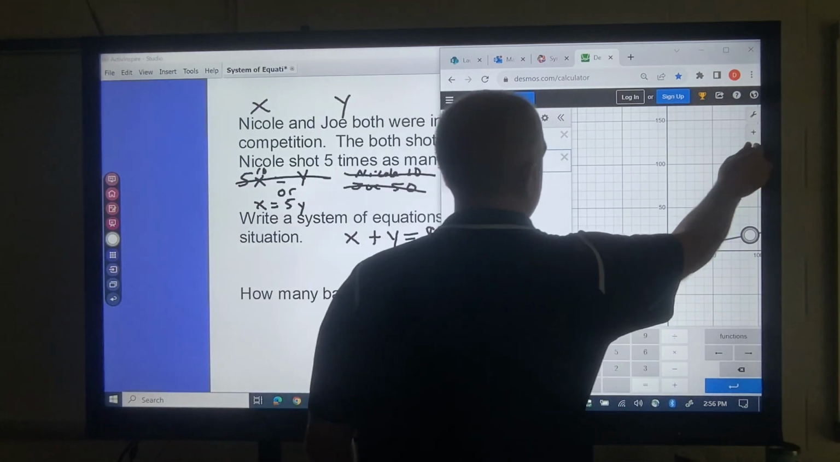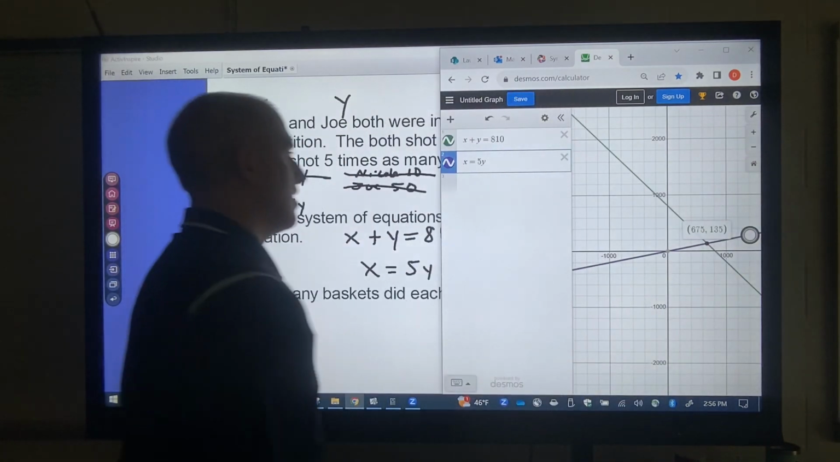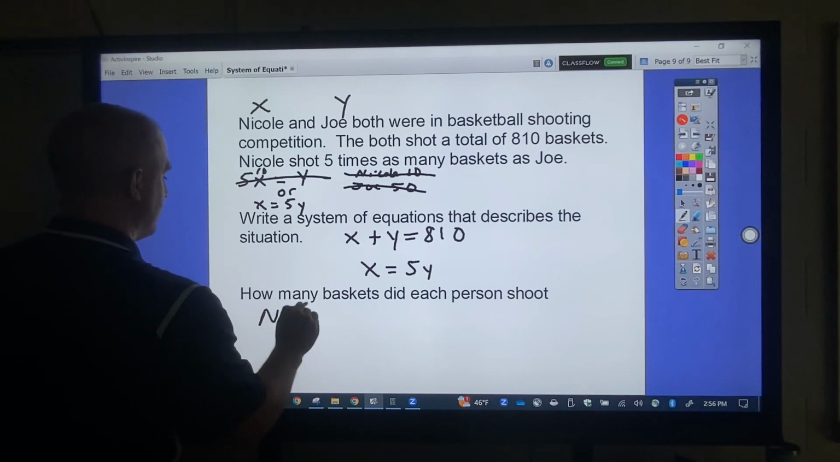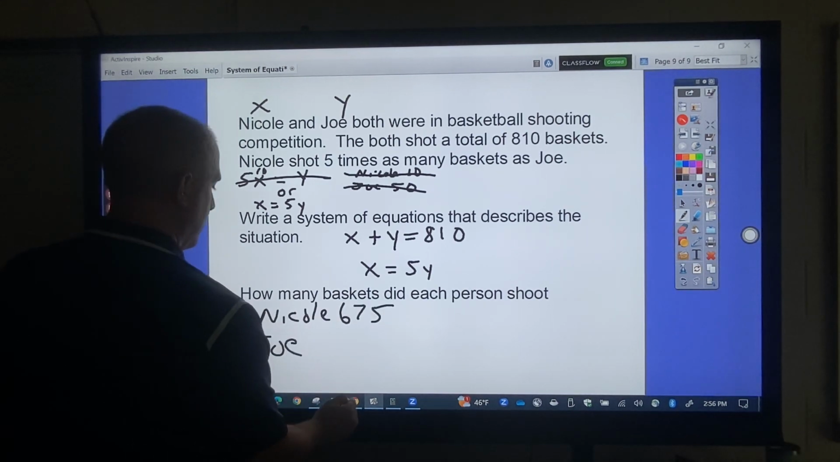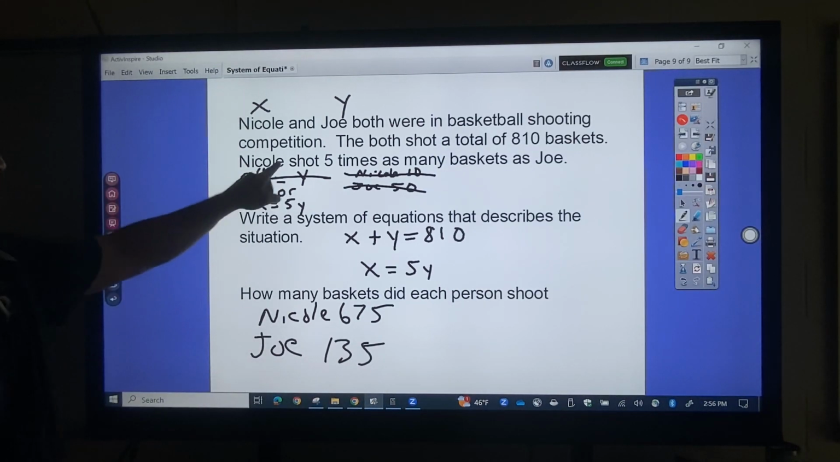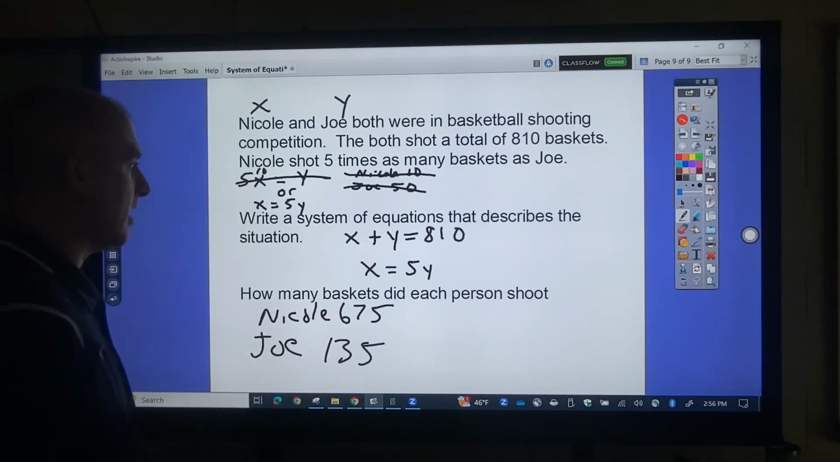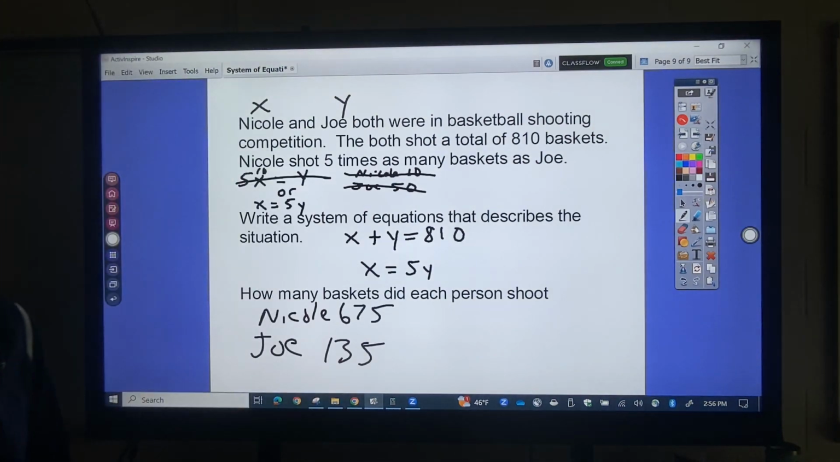Okay, all right, I zoom out a bunch, so I find where they cross. Okay, and so Nicole is X, so Nicole had 675, and Joe had 135, okay? Did Nicole shoot 5 times as many? Yeah, she shot a whole lot more, okay? And so that's going to be my answer, all right? And so those are some applications of systems.